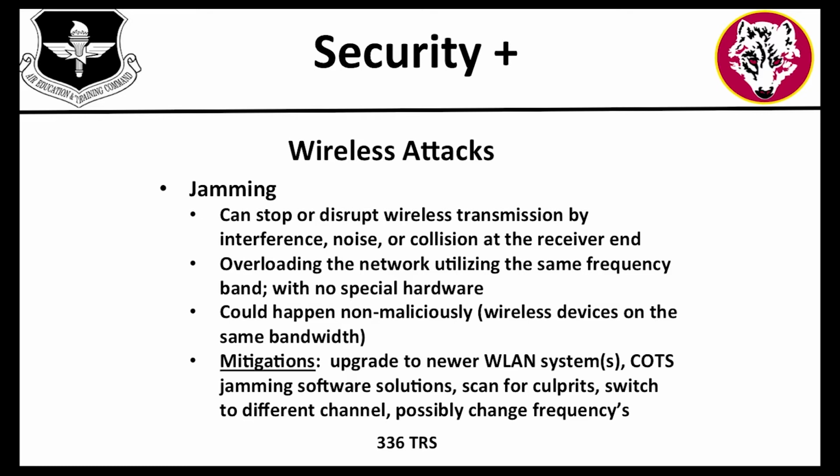So mitigations here is to upgrade to newer wireless LAN environments, commercial off-the-shelf types of software that's going to be there to prevent jamming types of attempts, scanning for culprits, being aware of your networks, knowing what devices are supposed to be there, having some sort of blockage so you don't have some sort of interference for your wireless devices. And once again, if you're using these frequencies, it may be possible to maybe change those frequencies.